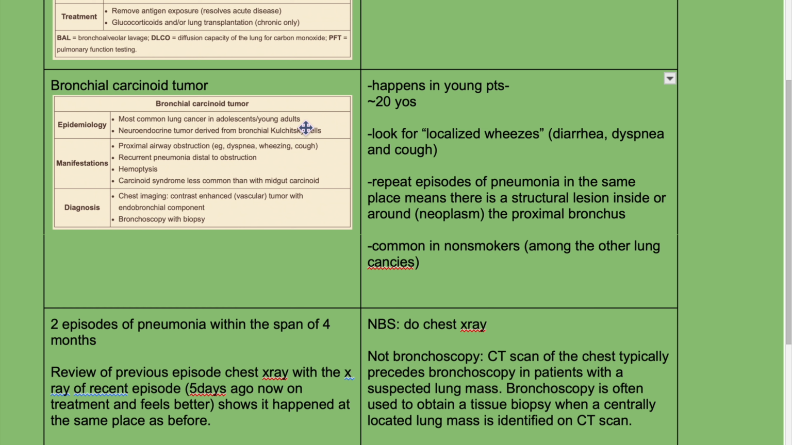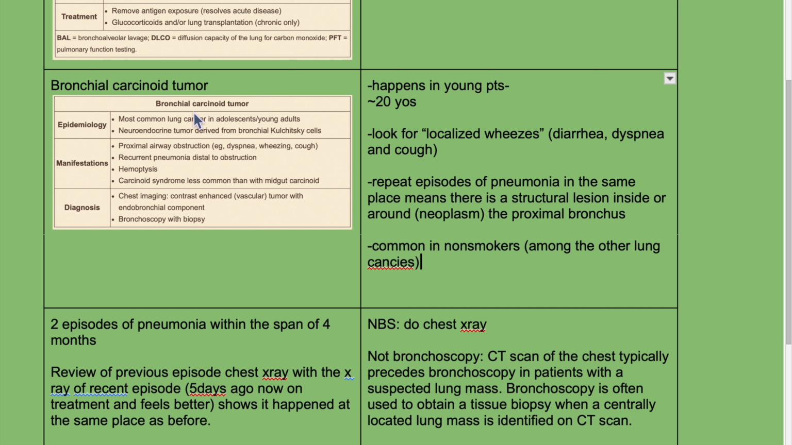Also, since it's carcinoid, diarrhea, dyspnea, and cough. That is a giveaway for that. There will be repeat episodes of pneumonia in the same place. It means that there is a structural lesion inside or around, a neoplasm in the proximal bronchus. Common in non-smokers, among the other lung cancers.